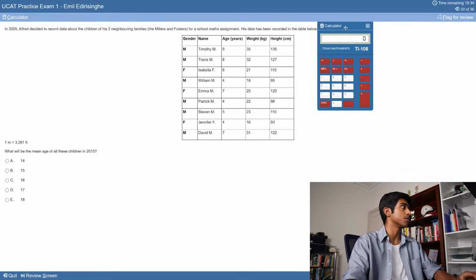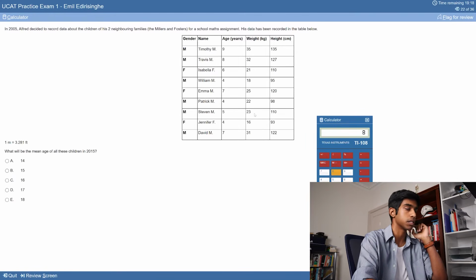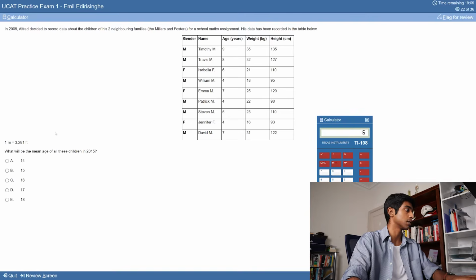What will be the mean age of all of these children in 2015? So I can just add up, it's 10 years. There's 1, 2, 3, 4, 5, 6, 7, 8, 9 kids. So I can just add 90 onto the average. So we got 9 plus 8 plus 6 plus 4 plus 7 plus 4 plus 5 plus 4 plus 7. Is that plus 90, divided by 9, plus 16?